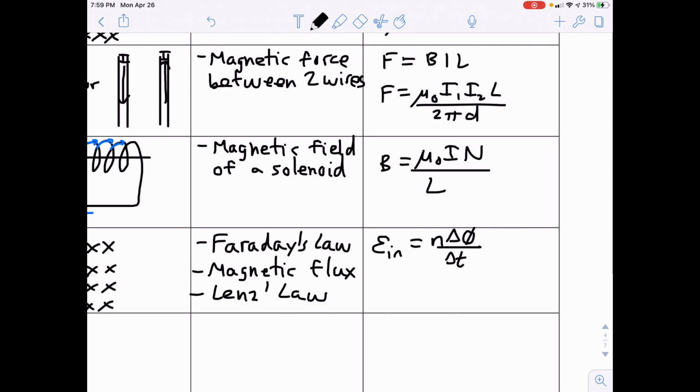Now you also need the equation for flux itself, which is field times area times the cosine of the angle, where angle theta is the angle between the area vector and the field vector. Now, we talked about this in class. The area vector is not truly an area vector per se. It's really the normal from the plane of the area. Okay, so it's really the normal vector. So the theta is the difference between where the field is directed and the normal to the plane of the loop.